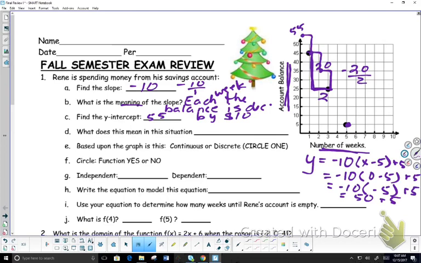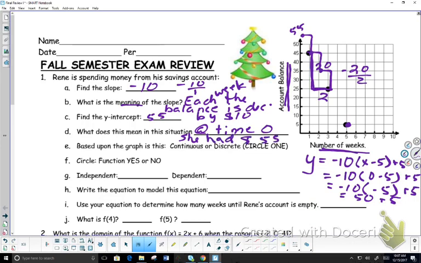Let's see. Then it says, what does this mean for the situation? Oh, well, I just said that. I'm kind of jumping the gun there. At time 0, in other words, at the beginning, she had $55.